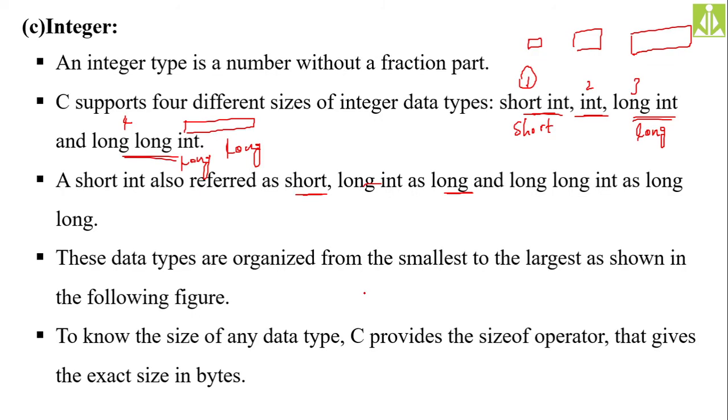To know the size of any data type, in order to understand how many bytes a particular data type is allotted, we have a special operator, the sizeof operator. This sizeof operator can be used along with the type to understand how many bytes that particular data type is allocating. Suppose you want to know the size of an integer, simply write sizeof(int). This will give you how many bytes the integer type is giving.